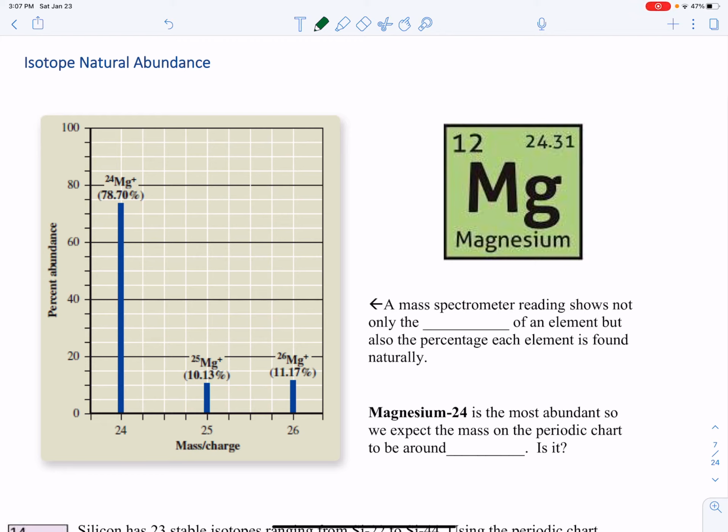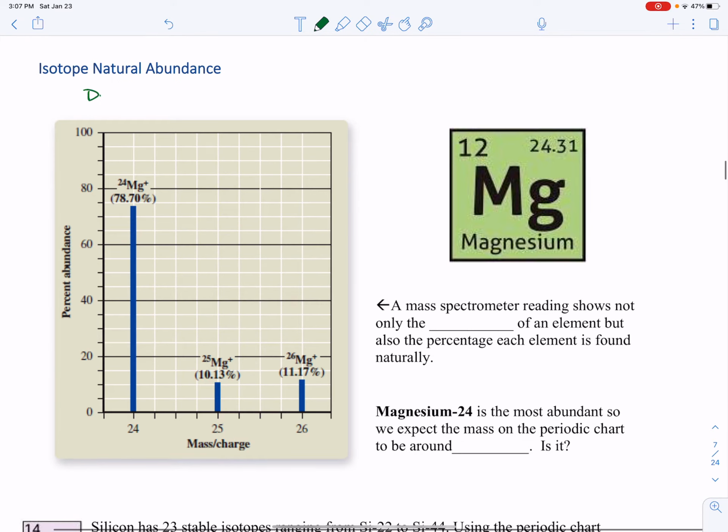Now that we've talked about neutral atoms, isotopes, and ions, we're going to look a little bit more at isotopes in this section. So isotopes, remember, are the things that have different numbers of neutrons. Remember that, different numbers of neutrons. So that means that they have different masses.